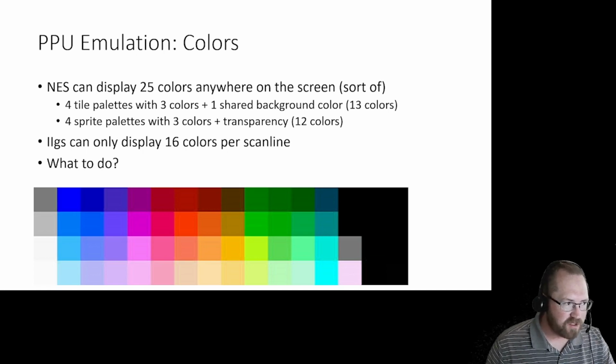But on the 2GS, we can only display 16. So what are we going to do? We're not going to do multi-palette cleverness there. That would pretty much be impossible, because it doesn't really solve the problem, because you could still have multiple sprites and tiles on the same scan line, and so you still have the same problem to deal with.